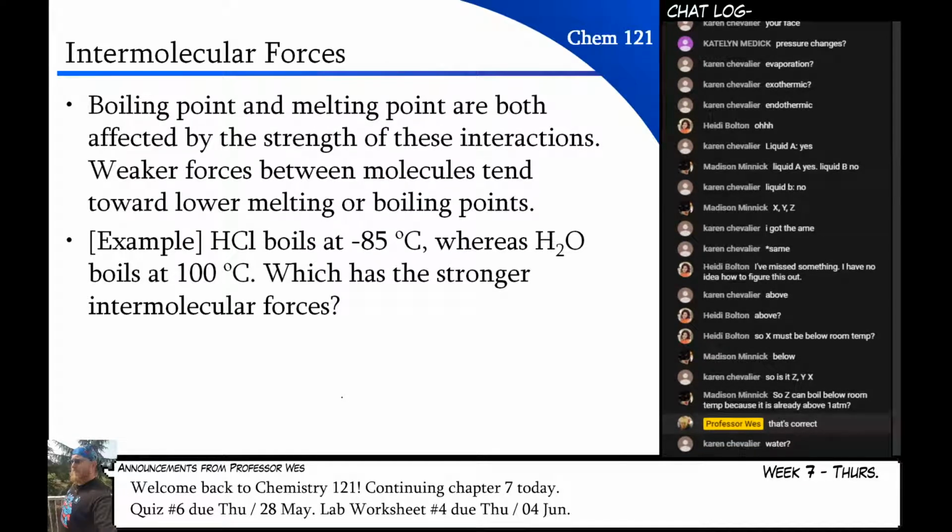And water is right. The way that we can tell is that water has a higher boiling point. Its intermolecular forces must be stronger because we have to heat it more to bust them apart. HCl, we don't have to heat at all. It boils at negative 85. Therefore, its intermolecular forces must be very weak, and we don't have to put in any heat to break those apart. Those molecules will separate virtually on their own.